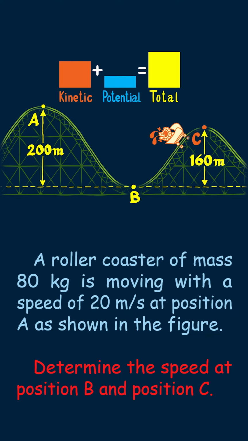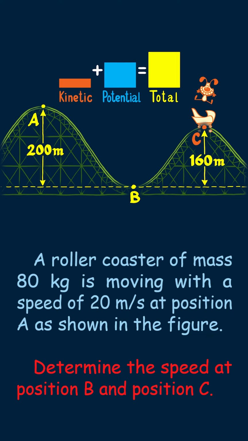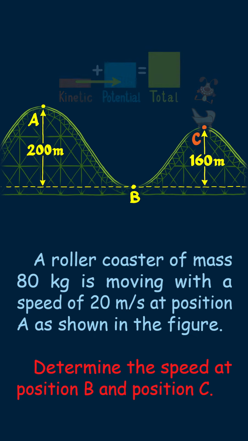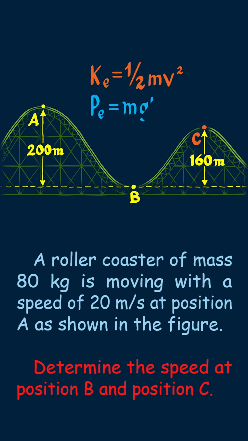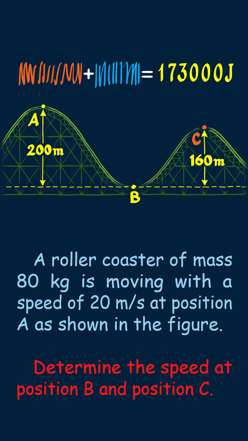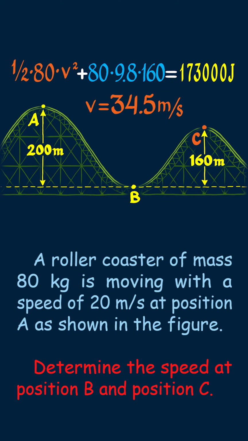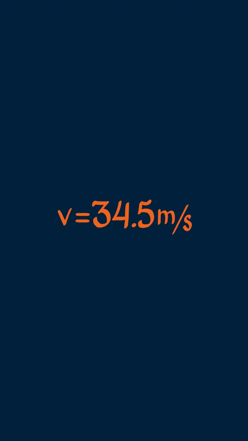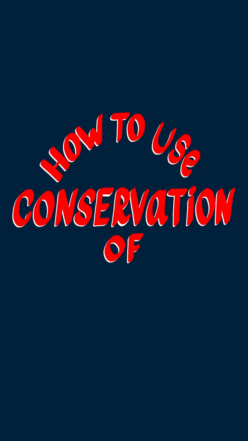Now looking at point C, when the roller coaster has regained some height, this means that some of the kinetic energy will shift back to potential energy. Writing out our expressions for kinetic and potential energy, we will add them together and again set them equal to the total energy at point A. All that's left to do now is a little algebra, and you'll see that the velocity at point C is 34.5 meters per second. And there you have it. That's how to use conservation of energy in physics.